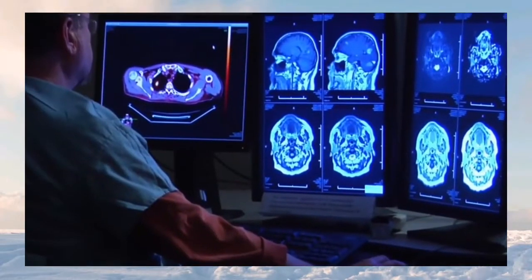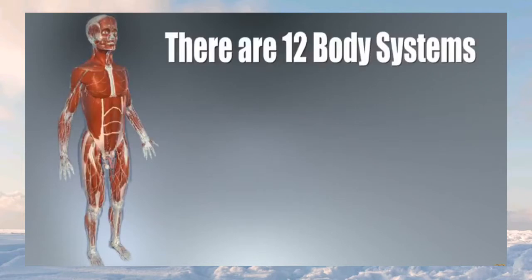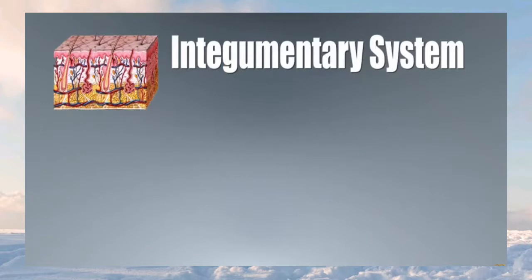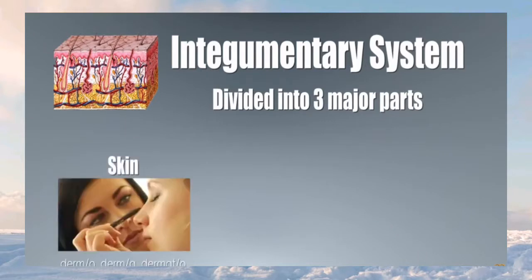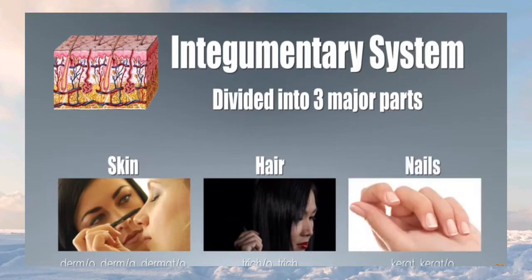Now that we have completed the mapping of the body, we will now begin our journey through each of the body's systems, of which there are 12. Our first journey begins with the integumentary system. This body system is divided into 3 major parts: the skin, the hair, and the nails.